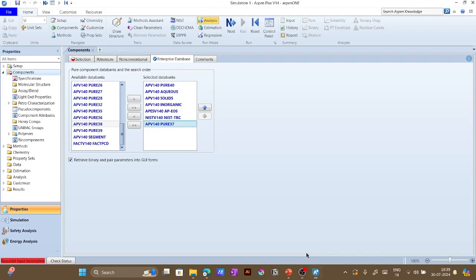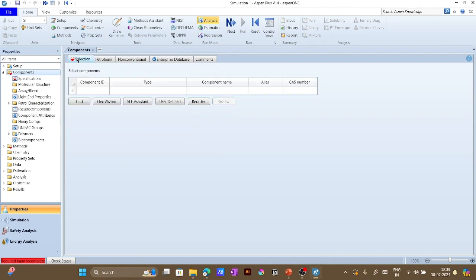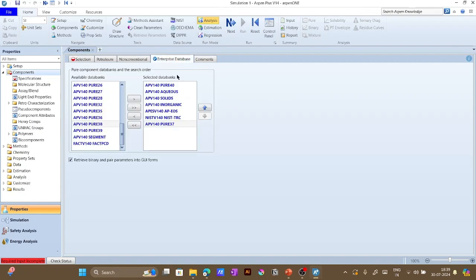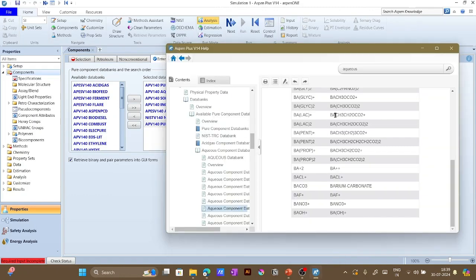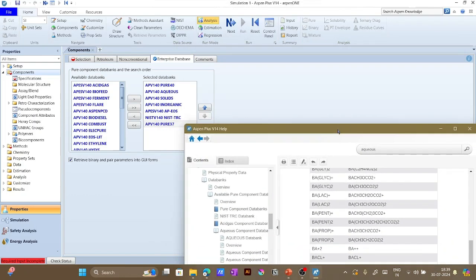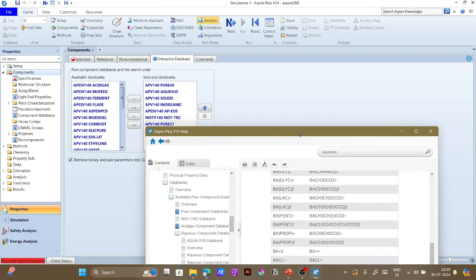If you are not sure whether your compound is present in this data bank or not, one way is to directly search for the compound. If you don't find it, then see all the available options and search into these data banks. Let's say I want to learn more about what the inorganic compounds present are. So search inorganic.